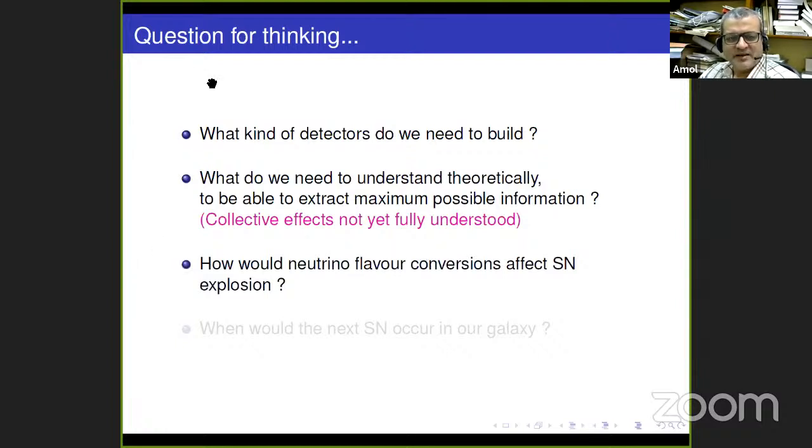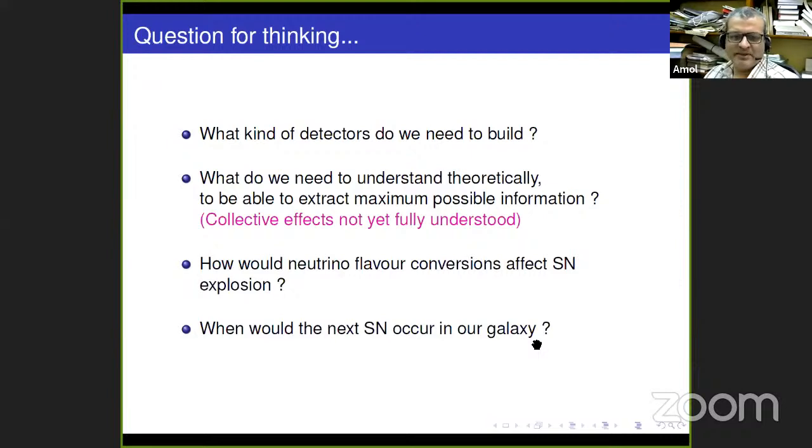The third question would be, how would they affect supernova explosion? Because we know that if they oscillate inside the core, supernova explosion may get affected. Understanding this would need cooperation of astrophysicists as well as particle physicists, which is actually happening. And then there is a sort of 1 crore rupee question, maybe 1,000 crore rupee question perhaps, which is, when would the next supernova happen in our galaxy?